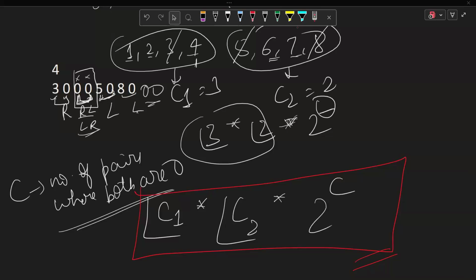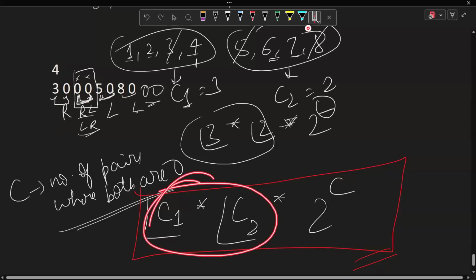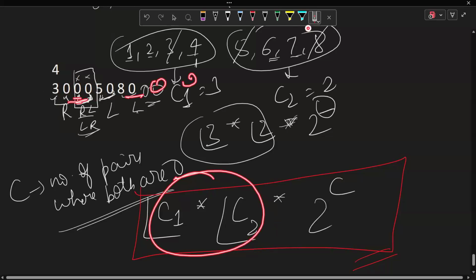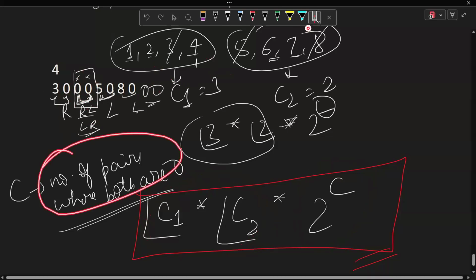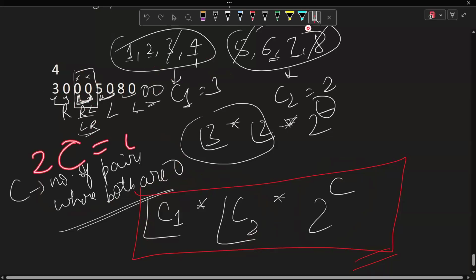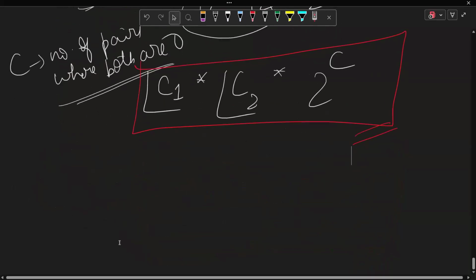Yeah, it is maybe a little bit tricky to understand. This was the main case. If you get C1 factorial into C2 factorial, then for every pair where both are unknown, you can have it RL and LR, two ways for all those cases. So into 2 to the power C you are doing, where C is the number of pairs where both are unknown. If there are no such pairs, then C would be 0. If C is 0, 2 to the power 0 is 1 only. So you would get this formula only. Okay, I hope this is clear. We can look at the code of the easier version now.